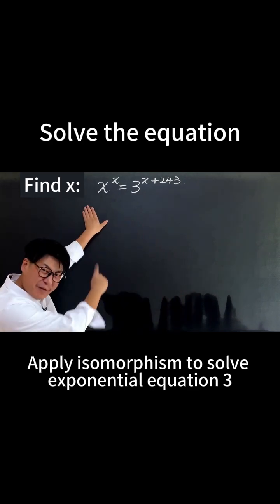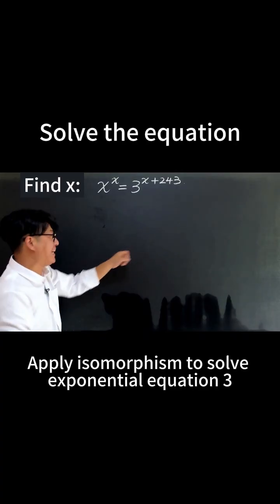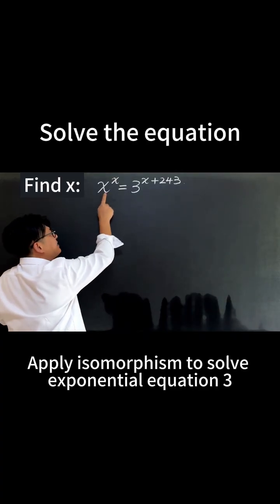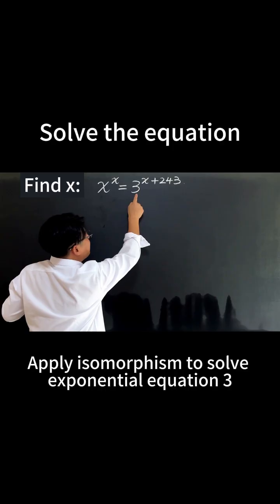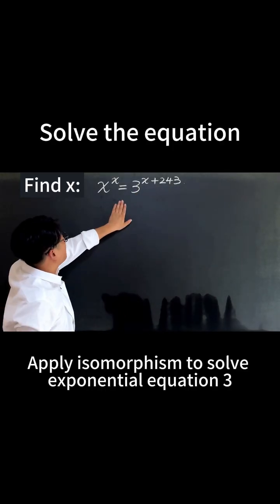Everyone, this is a problem from a Japanese competition. It's quite challenging, so we have to solve it. Let's take a look. It says x to the power of x equals 3 to the power of (x plus 243). Find the value of x, everyone.